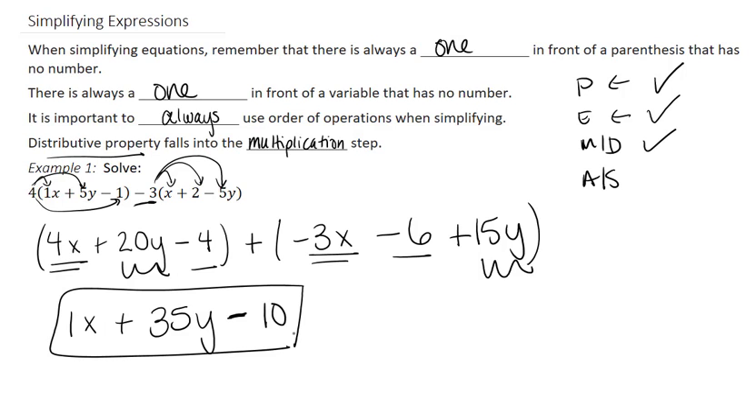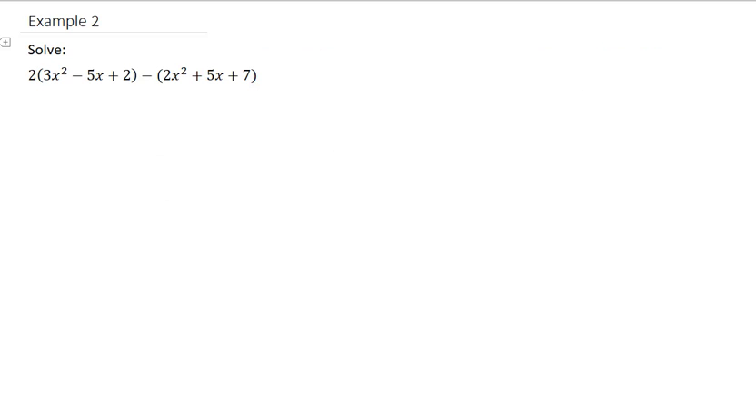Now let's look at another example. Solve for the following. So once again, we have this 2, we're going to multiply by each term inside, as both parentheses are already simplified as is. Then on the second one, remember that anything in front of the parentheses is really just a 1 if there is no number. Now we can go ahead and start solving.